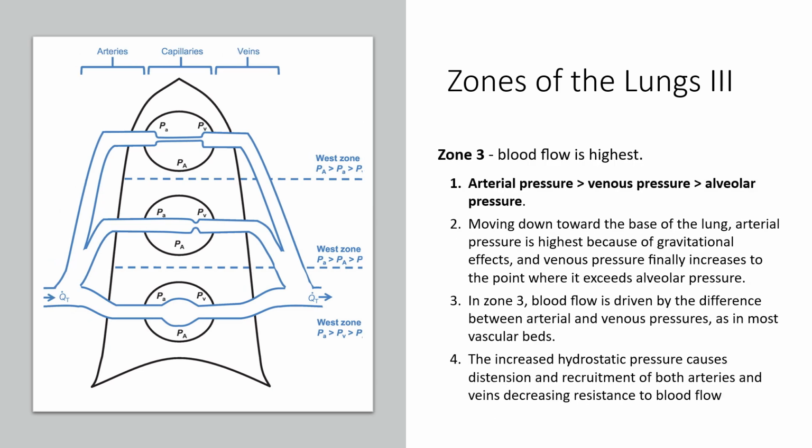In zone 3, blood flow is the highest. Usually arterial pressure is greater than venous pressure, which is greater than alveolar pressure. Moving down toward the base of the lung, arterial pressure is highest because of gravitational effects, and venous pressure finally increases to the point where it exceeds alveolar pressure. In zone 3, blood flow is driven by the difference between arterial and venous pressure, as in most vascular beds. The increased hydrostatic pressure causes distension and recruitment of both arteries and veins, decreasing resistance to blood flow.